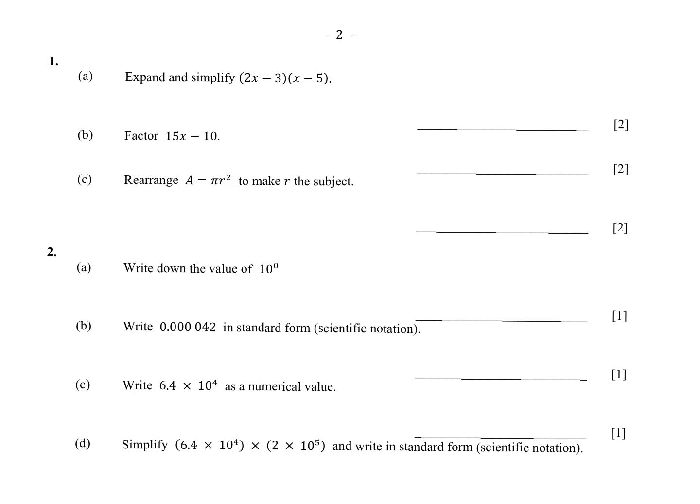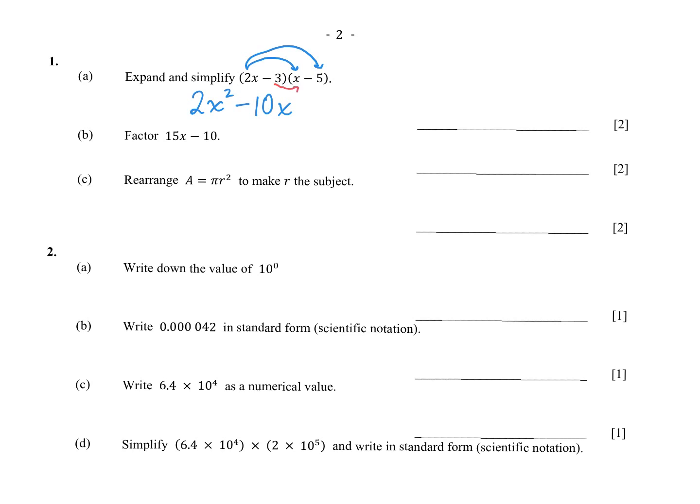For question 1, the first question asks us to expand and simplify. And so we need to remember that we need to multiply each term in one bracket by all the terms in the other bracket. So 2x times x is 2x squared. Then we multiply 2x by the other term in the second bracket, giving us negative 10x.